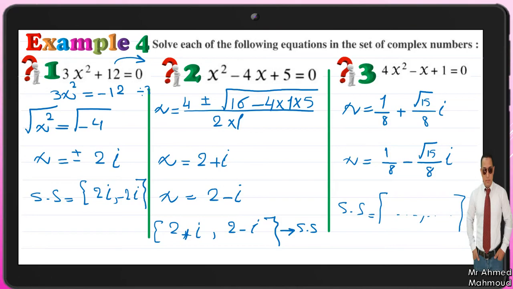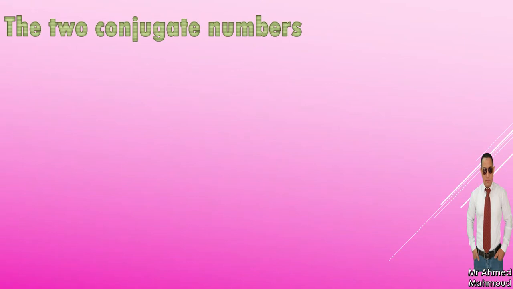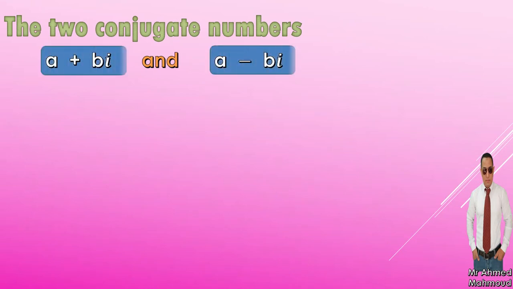Okay, now let's study the two conjugate numbers. We studied the two conjugate numbers before, in the second prep. The two conjugate numbers are two numbers written in the form a plus b and a minus b. That's what we studied in the second prep. But now we are going to study the two conjugate numbers that include the imaginary number. It will be like this: a plus bi and a minus bi. Those two numbers are two conjugate numbers.